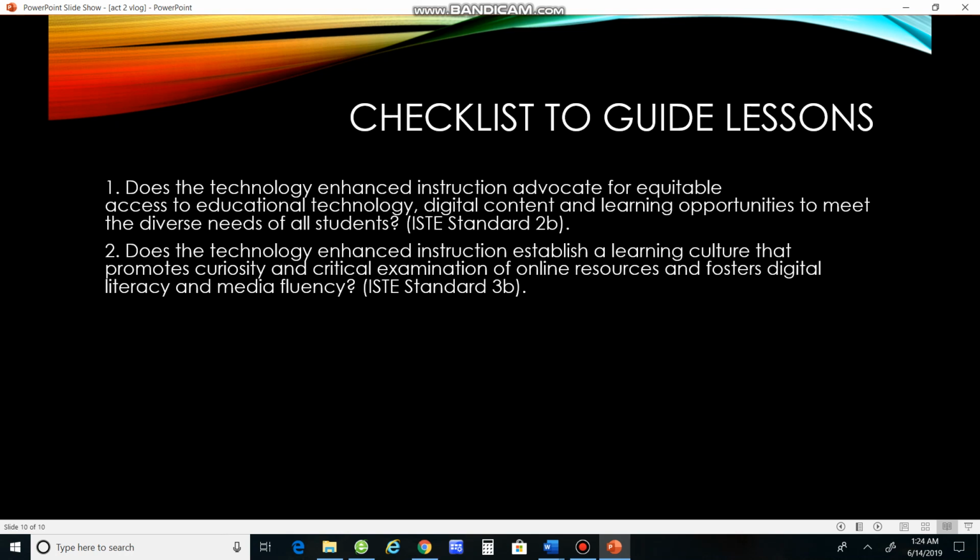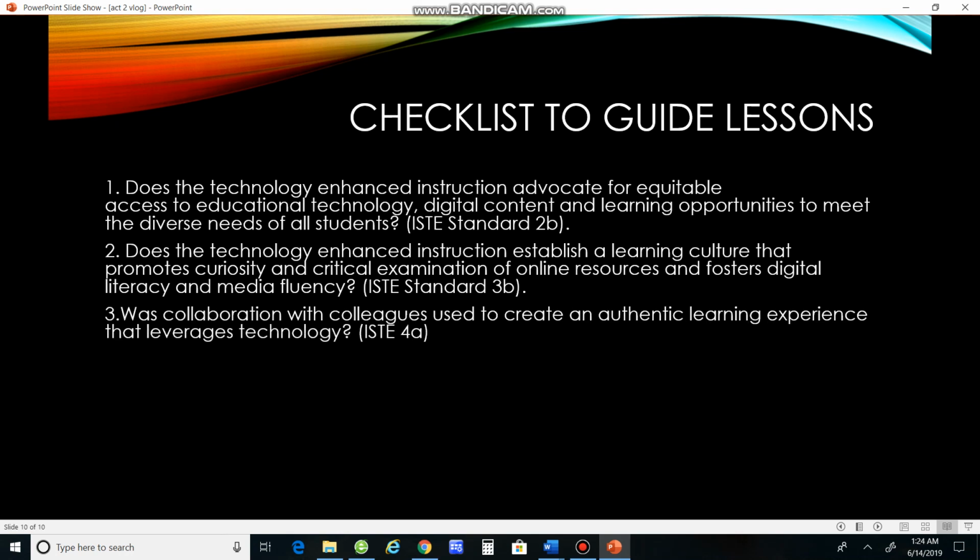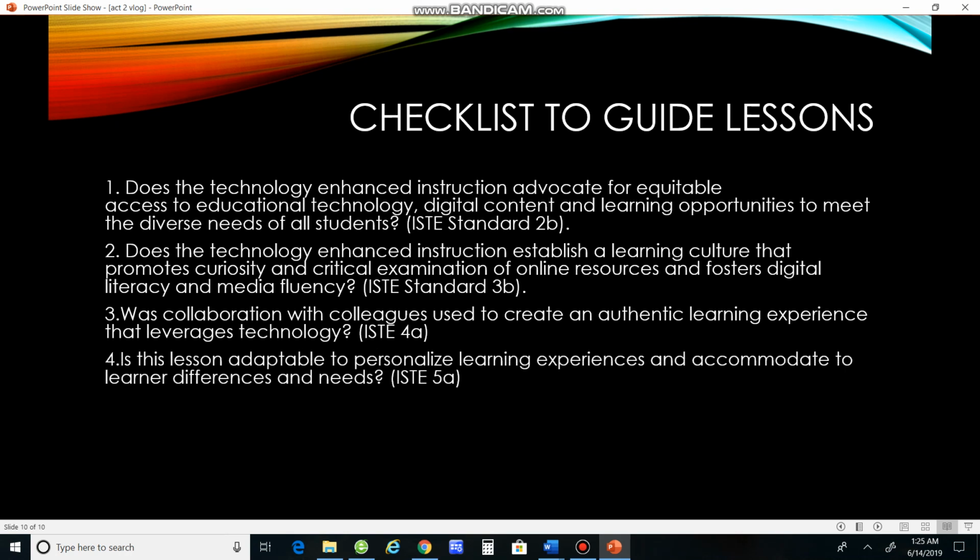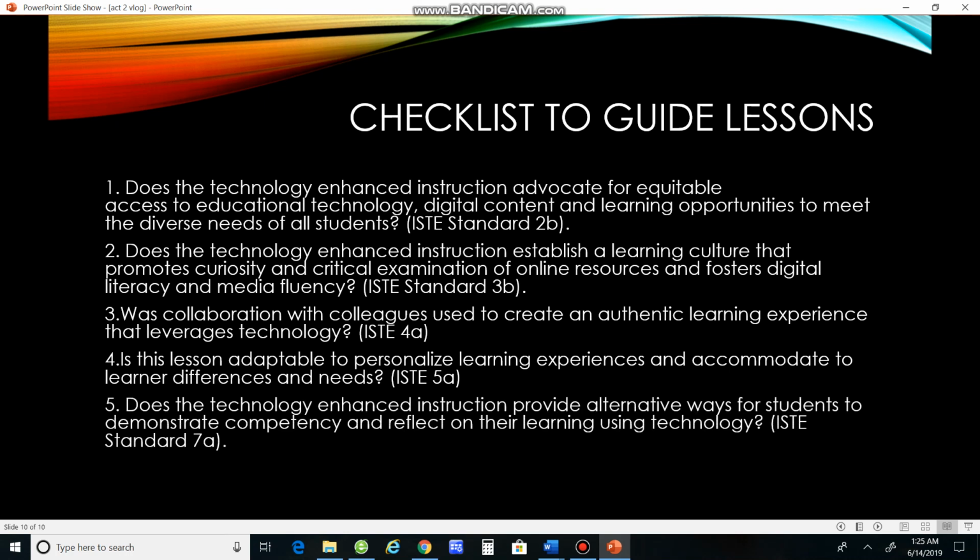From standard 3B. Third one is, was collaboration with colleagues used to create an authentic learning experience that leverages technology? From standard 4A. Is this lesson adaptable to personalized learning experiences and accommodate to learner differences and needs? From standard 5A. And does the technology enhanced instruction provide alternative ways for students to demonstrate competency and reflect on their learning using technology? From standard 7A.